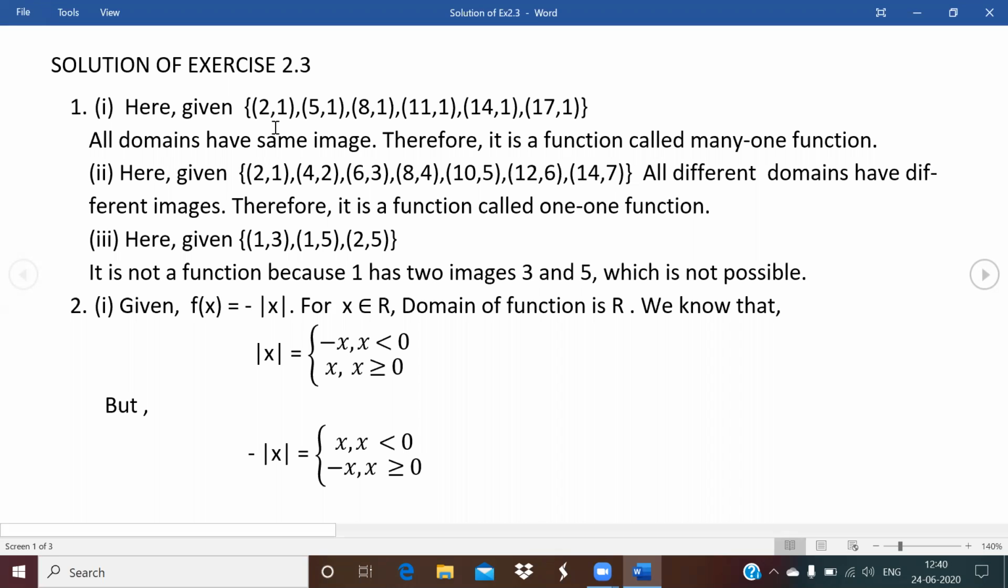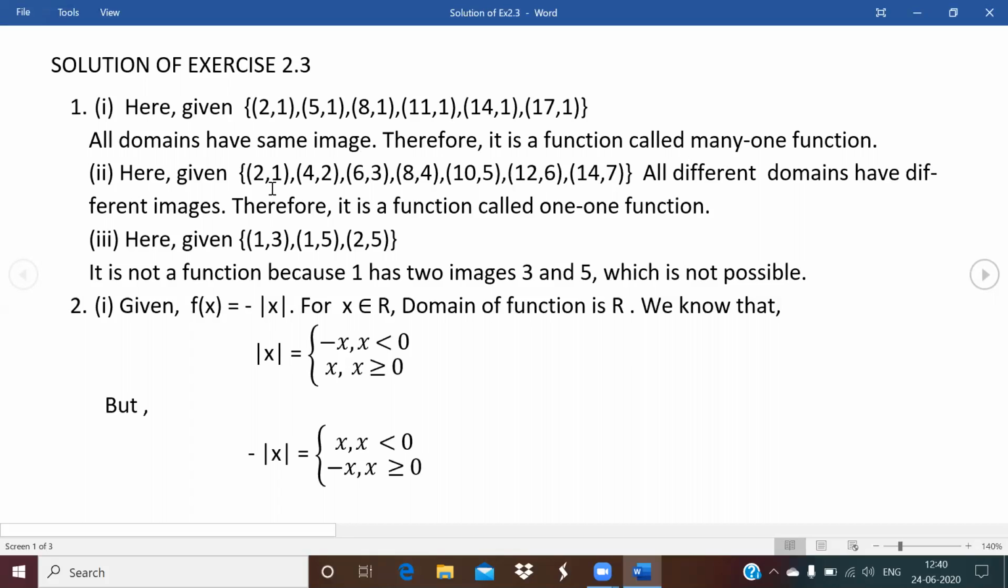You can see the first question, in which what is given to us: element 2 has image 1, element 5 has image 1, 8 has 1, 11 has 1, 14 has 1, and 17 has 1. Means all domains have the same images. Therefore, we say it is a function, and the special name of this function is many-one function.